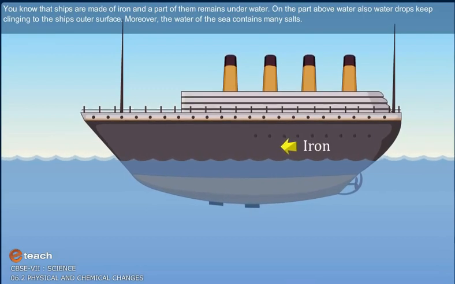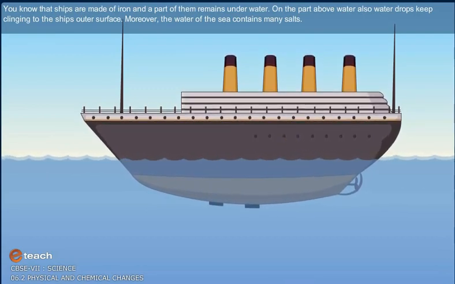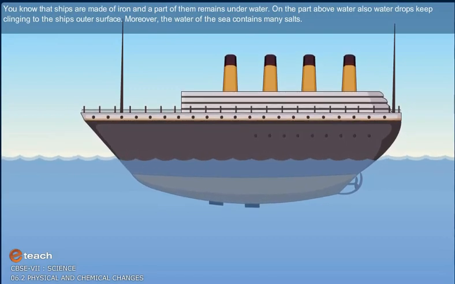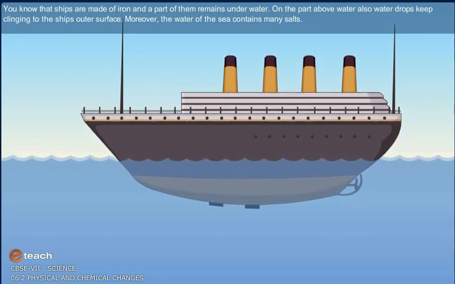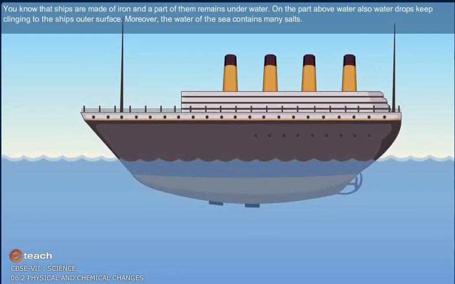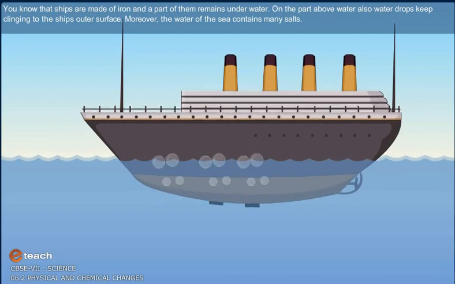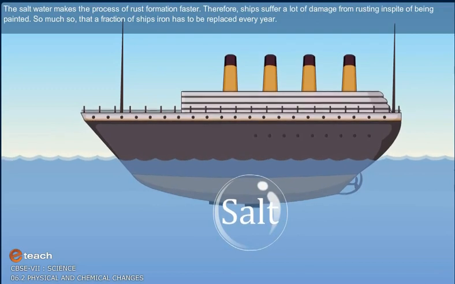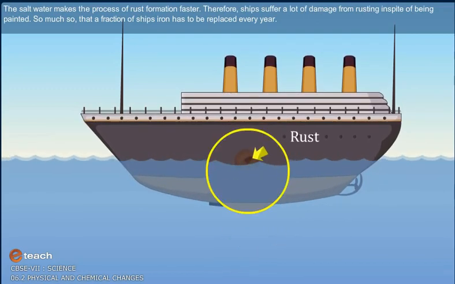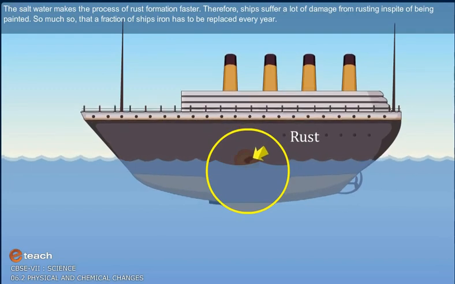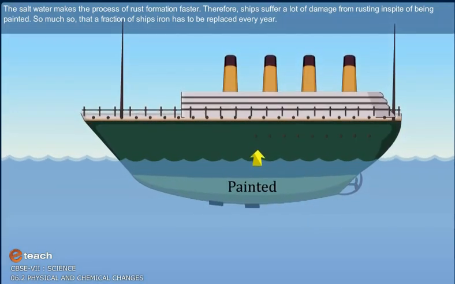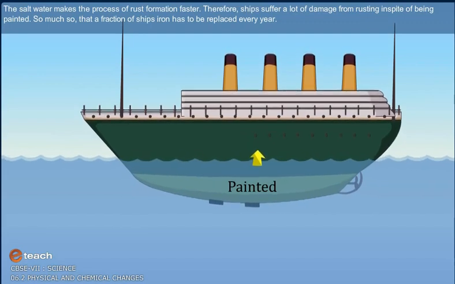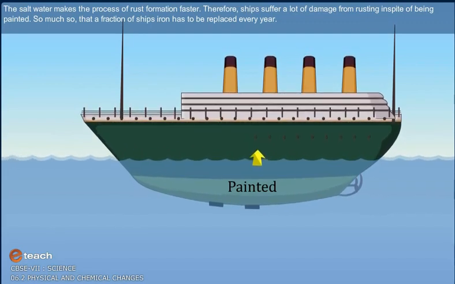You know that ships are made up of iron and a part of them remains underwater. On the part above the water, also, water drops keep clinging to the ship's outer surface. Moreover, the water of the sea contains many salts. The salt water makes the process of rust formation faster. Therefore, ships suffer a lot of damage from rusting in spite of being painted. So much so that a fraction of a ship's iron has to be replaced every year.